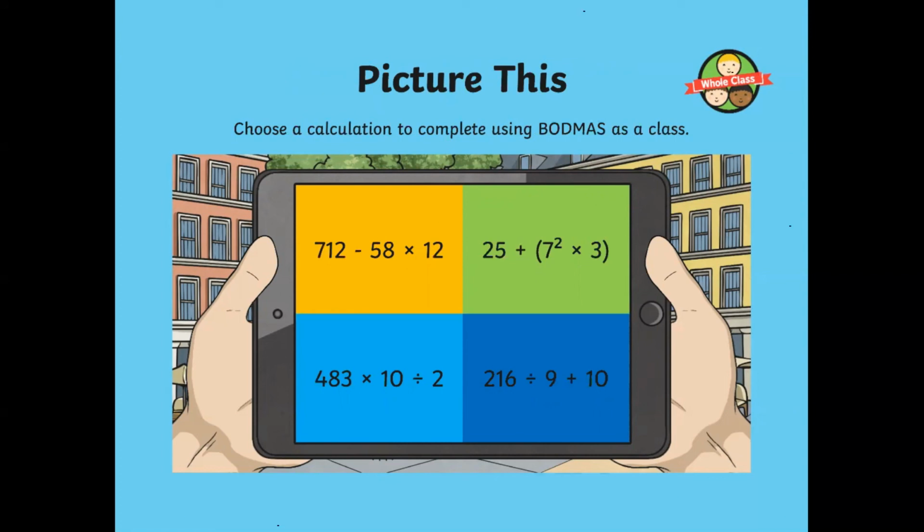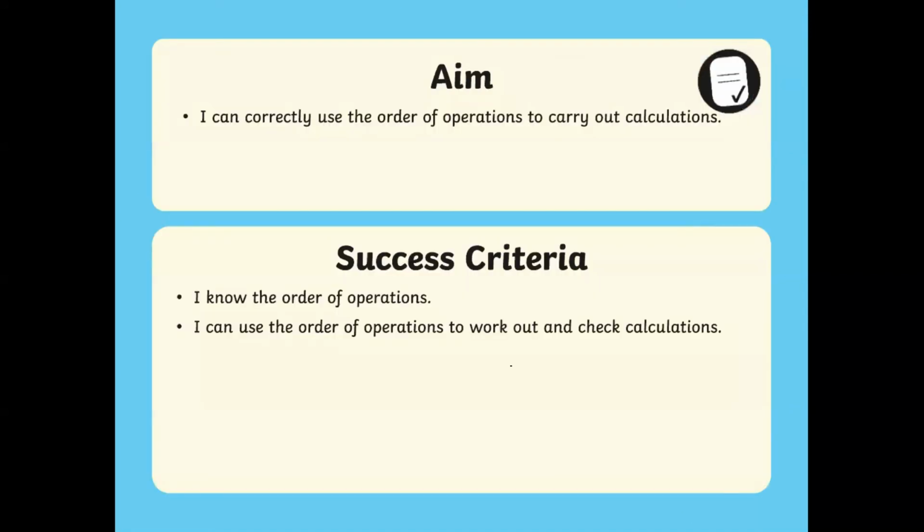If you know the order, and you can do basic math such as multiplication and addition and so forth, then you will be fine. Okay, so the aim was to correctly use the order of operations to carry out calculations. And this is how you know we've completed it successfully. If you can tick these off as successful, you know you can move on to the next lesson. And the first one is you have to know the order. So you have to know Bodmas and what it stands for, each letter. And then you also have to be able to use these in actual questions and actual calculations.